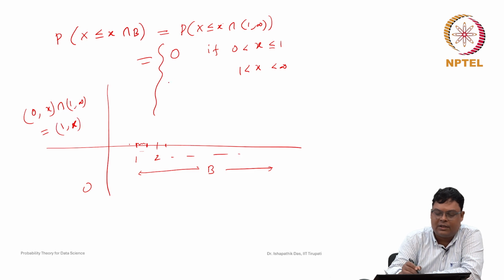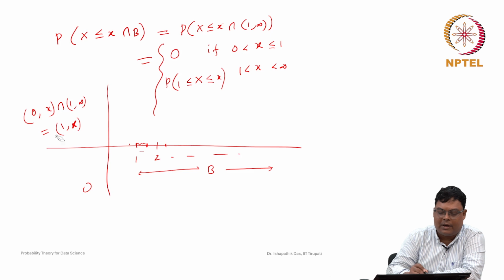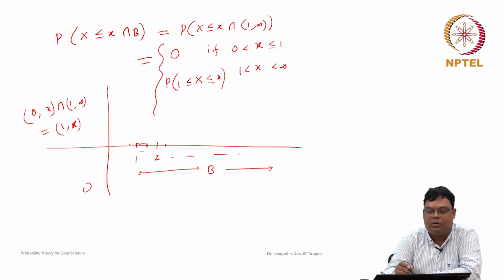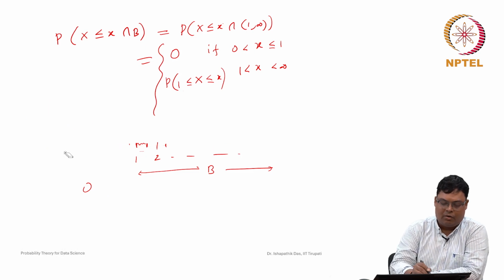So, whenever 1 is less than x less than infinity, this probability is the probability that 1 is less than or equal to X less than or equal to x. Let us find out this probability first. I hope you have understood it. It is clear now that whenever x is greater than 1, this intersection is nothing but 1 to x. Now we will find this probability.